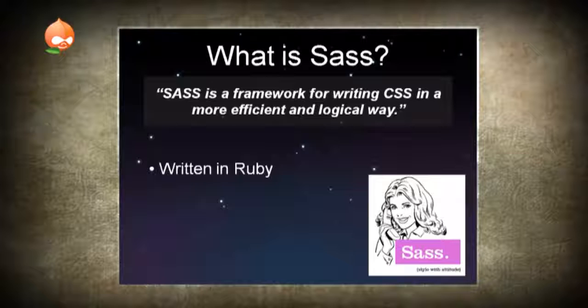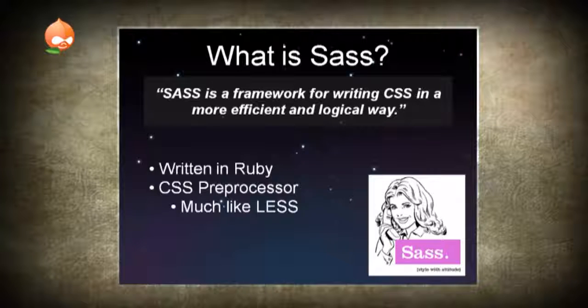And from a technical standpoint, it's written in Ruby. So whatever machine you're writing your CSS on with Sass has to be running Ruby. It's a CSS preprocessor, much like Less, if you've heard of Less. Anyone heard of Less in here? I've already gotten a couple of questions this morning, like, why did you choose Sass over Less? There are a couple of different reasons for that, which I might get into later if we have time.